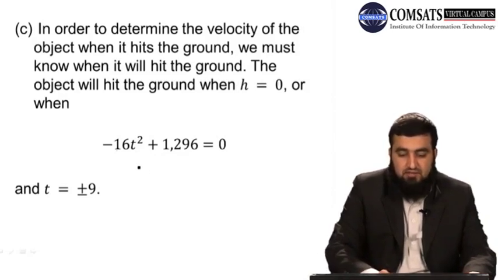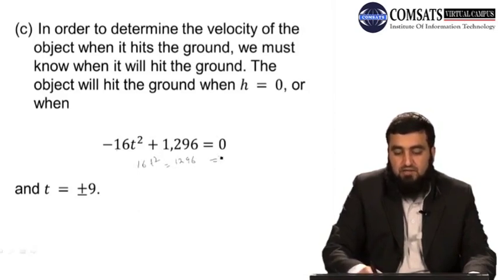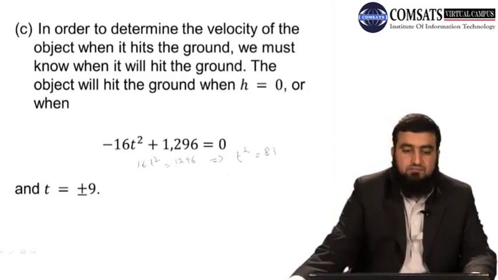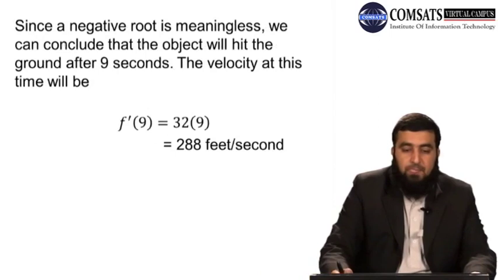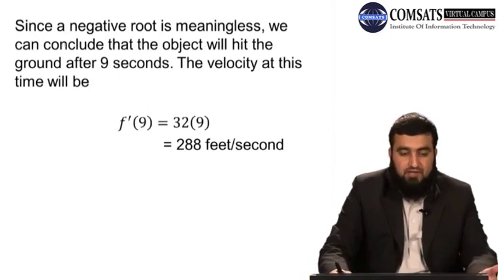which basically means that 16t square is equal to 1296, and dividing both sides by 16 you get t square is equal to 81. So we know that here a negative root is meaningless क्योंकि ज़ाहिर है टाइम -9 सेकंड तो हो नहीं सकता है. So basically we conclude that the object will hit the ground after 9 seconds.